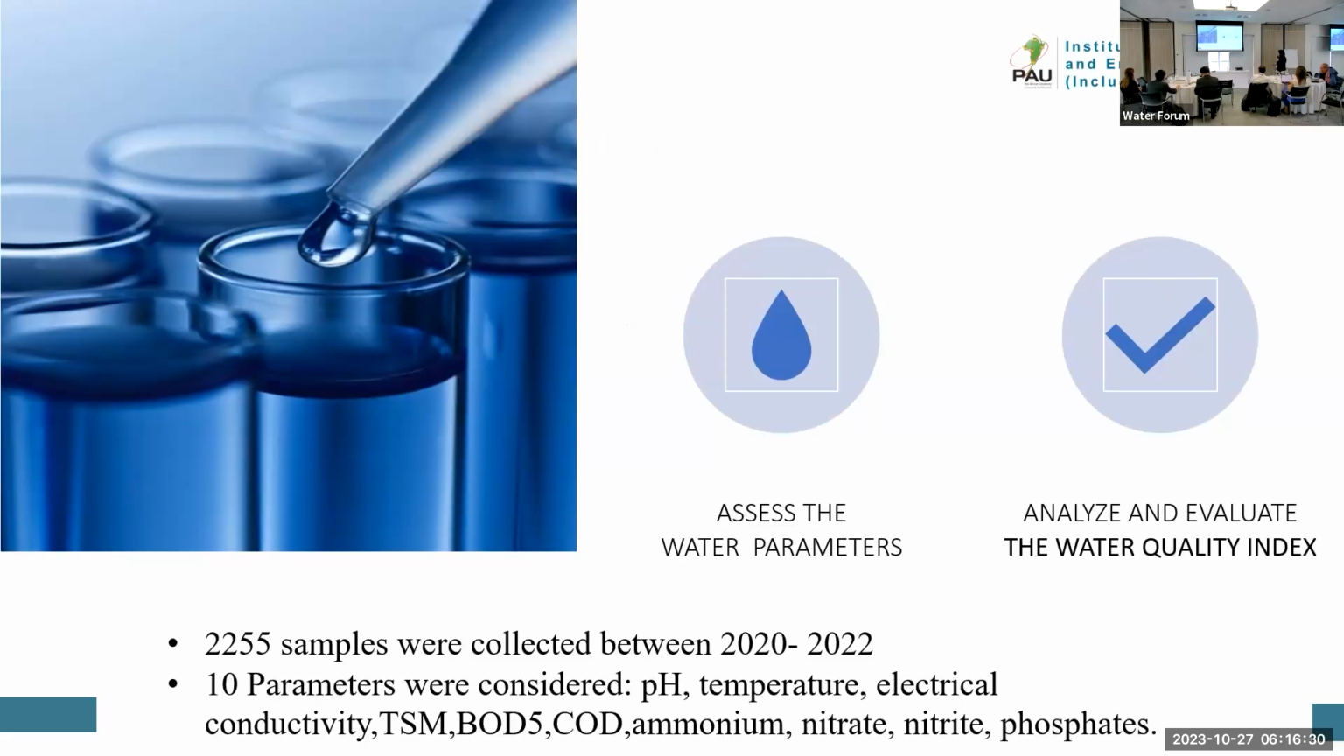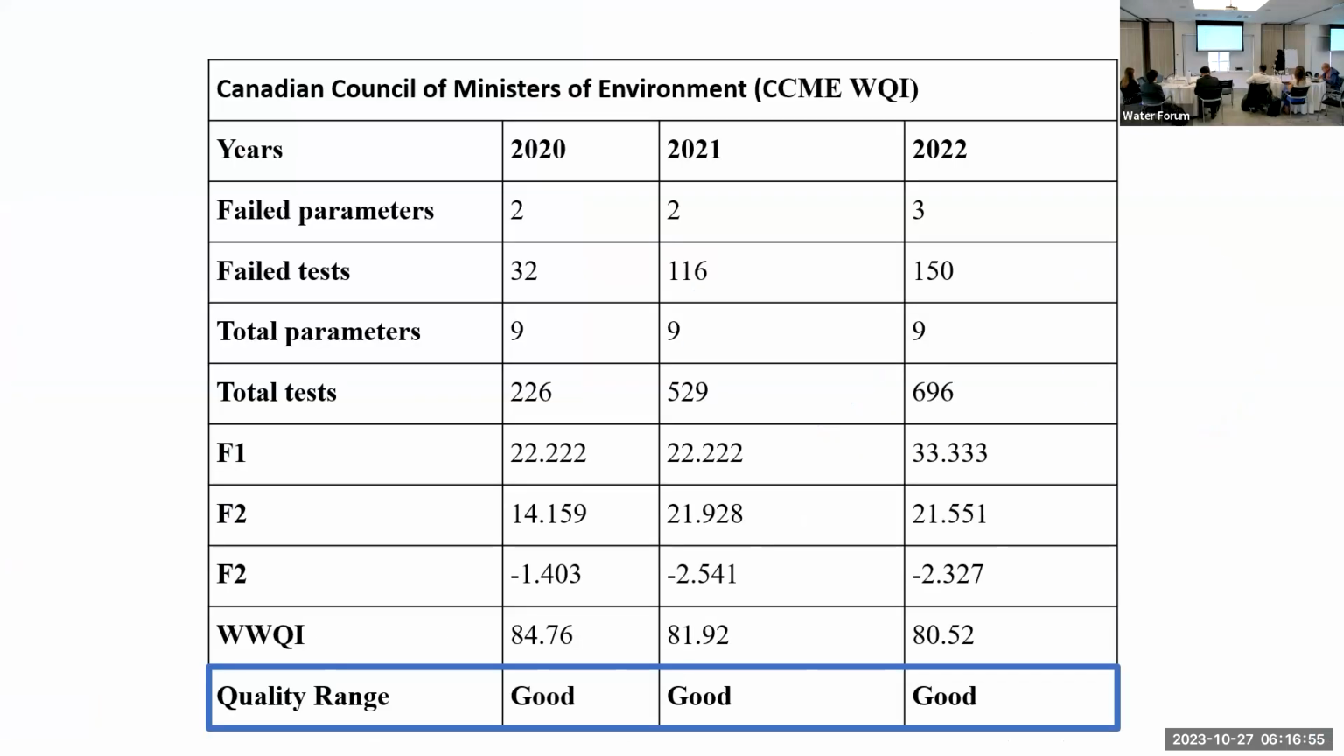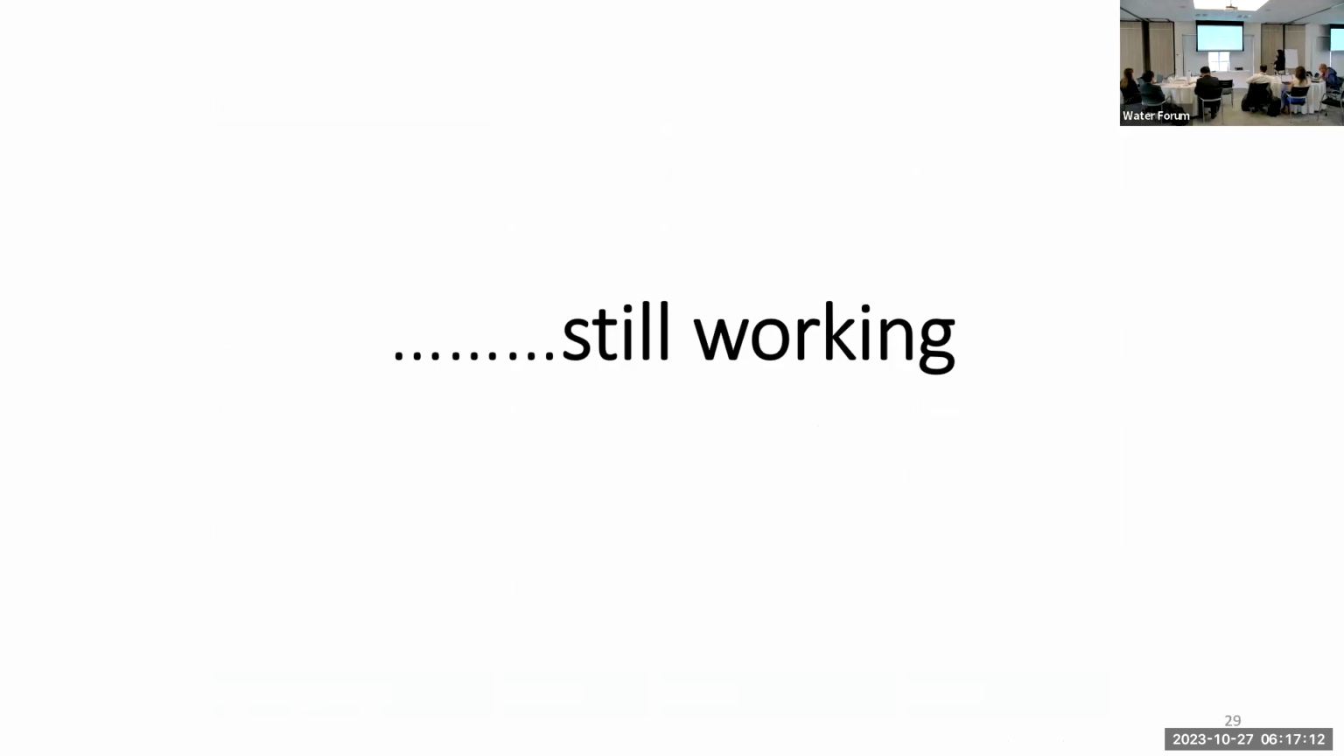The second case study is the wastewater treatment plant of Tlemcen. For this wastewater treatment plant, more than 2,000 samples were collected over 3 years, daily samples, with also 10 parameters, and the objective was to assess the water parameters and to analyze and evaluate the water quality indices. Yes, this is the first table summarizing that the range of the quality is good or quite good in general for the wastewater treatment plant of Tlemcen. We are still working to calculate the water quality indices using the arithmetic method, in order to compare which method will be suitable for this kind of wastewater treatment plant.